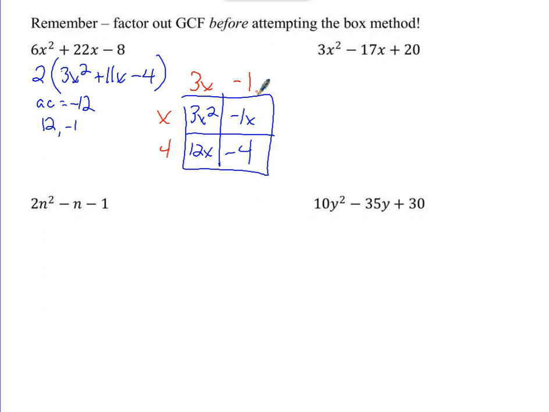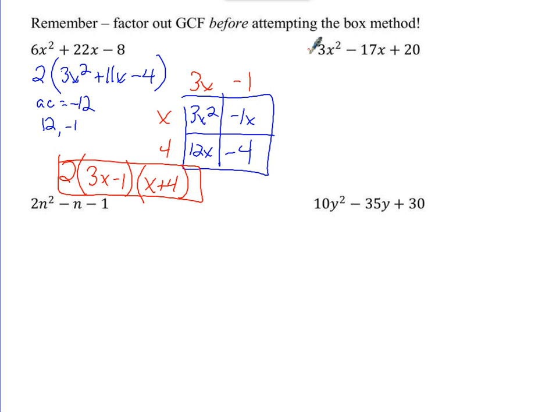So then my answer is, don't forget the GCF hanging out front, 2 times 3x minus 1 times x plus 4. That's how you work a GCF problem. The GCF comes back in the answer, but in the meantime, you ignore it and just work with the trinomial inside. So we've split this trinomial into that, with that 2 still out front, just like before.